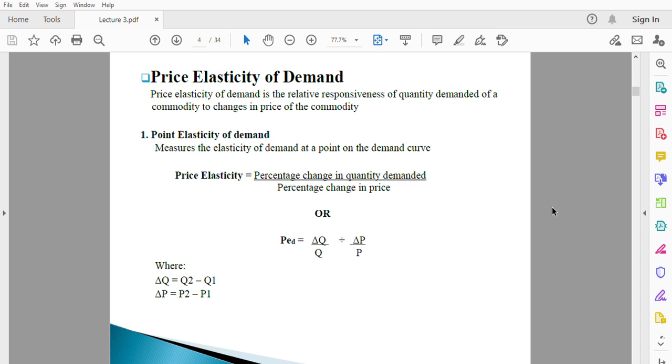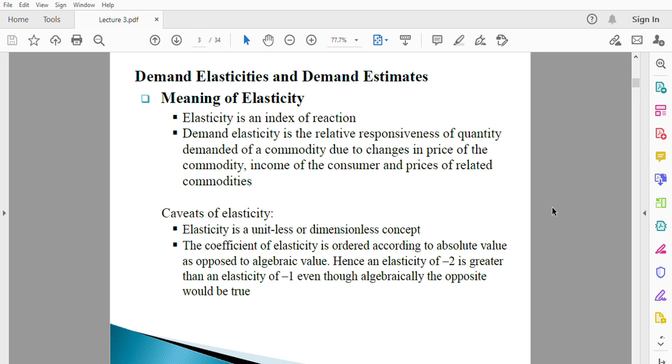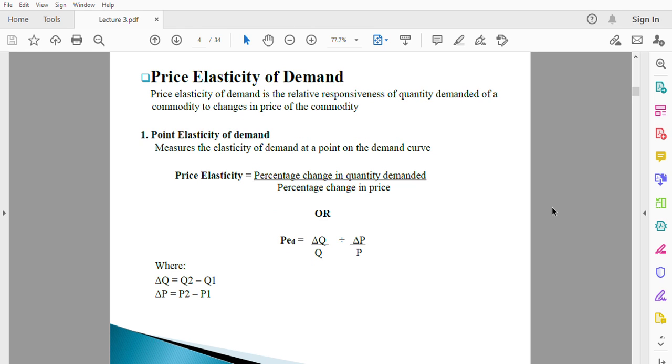So price elasticity of demand. Price elasticity of demand is the relative responsiveness of quantity demanded of a commodity to changes in the price of the commodity alone. Remember when we talked about elasticity, we talked about it could be a change in the price of the commodity, or a change in the income of consumer, or a change in the price of related commodities. But when we qualify the type of elasticity, we call it price elasticity of demand, then it is a responsiveness of quantity demanded of a commodity to changes in the price of the commodity.